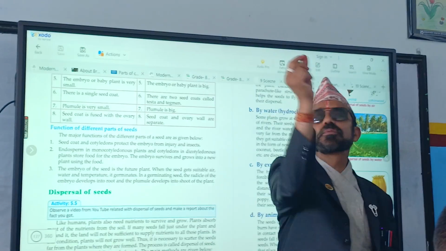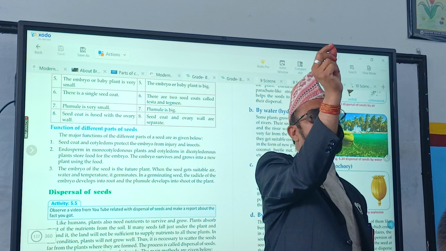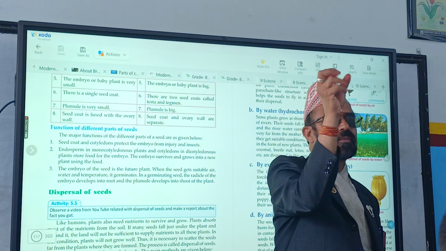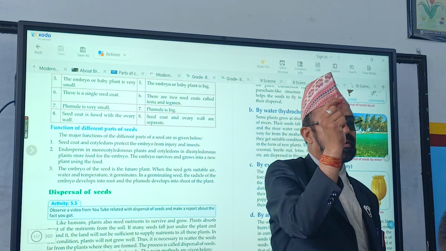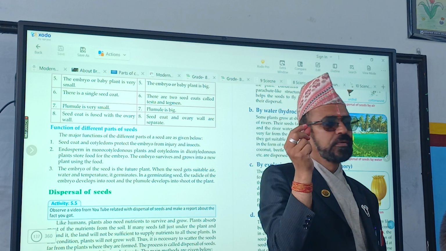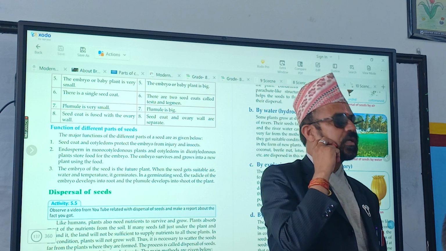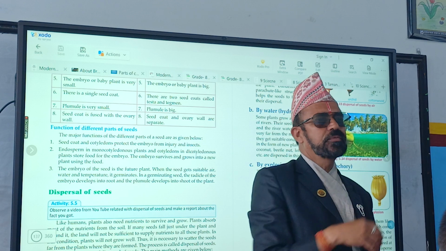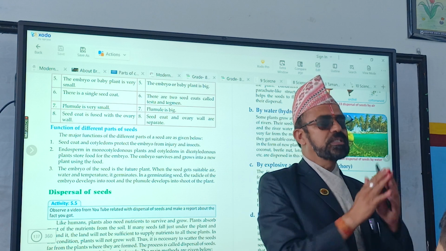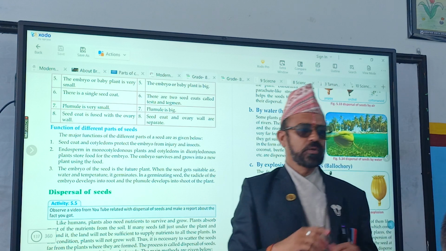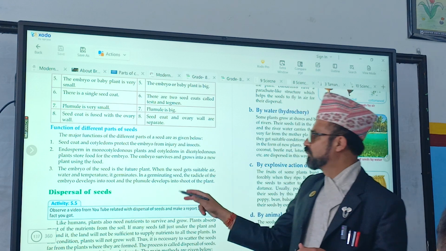Sometimes on your side, some small white objects come just flying. Have you noticed? What do you call that one? Dandelions? Yeah. So that is also a kind of dispersal of seed. Dispersal means scattering. That we'll discuss tomorrow. Anyway, okay. Up to here.